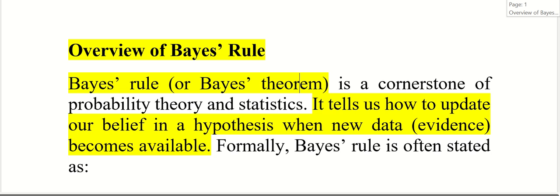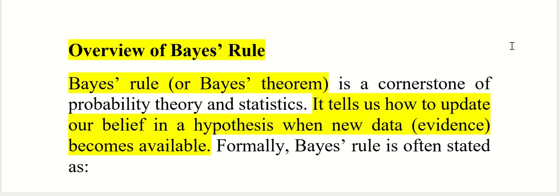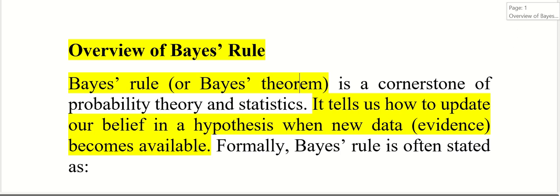Bayes' rule or Bayes' theorem is a cornerstone of probability theory and statistics. It tells us how to update our belief in hypotheses when new data or evidence becomes available. So in simple words, you have an initial belief, an initial hypothesis, and you want to validate that hypothesis. You got new data, you made an experiment, and you want to see, based on that new data, is your hypothesis correct or not, or is there something else? So this is, in simple words, what Bayes' rule is about.